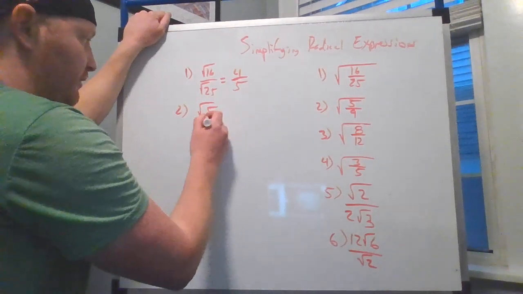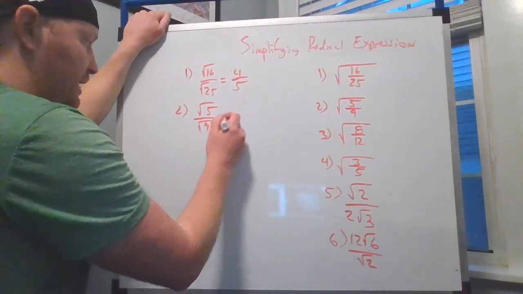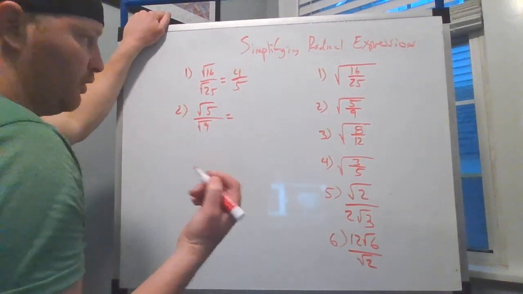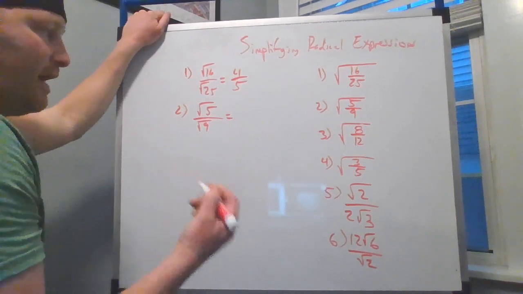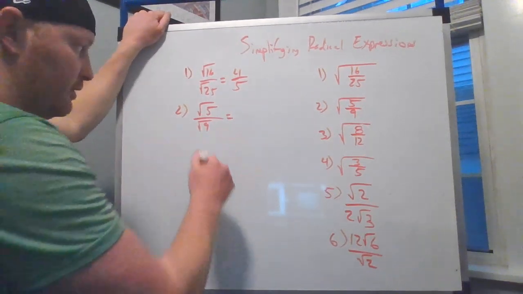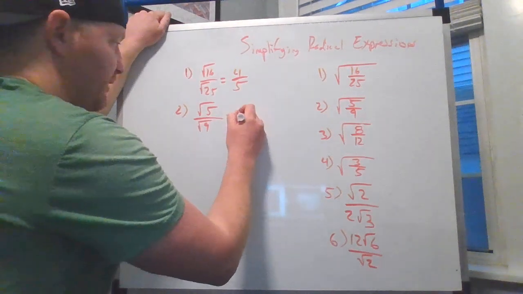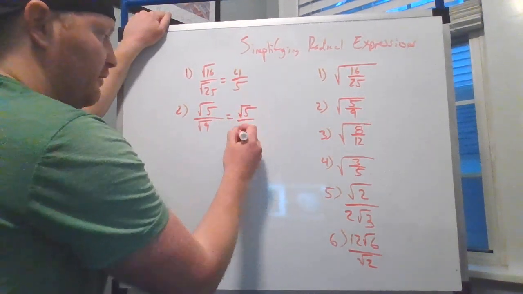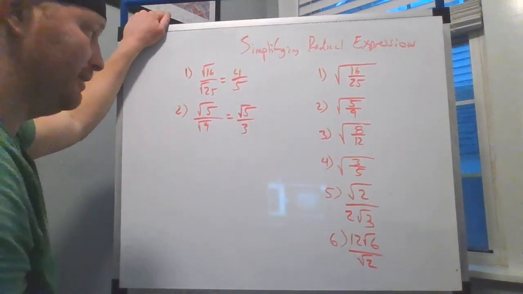I got square root of 5 over square root of 9. And remember, the only one golden rule is you can never have a radical in the denominator, ever. So the nice thing is I got a perfect square, so your final answer here is radical 5 over 3. And we are all done.